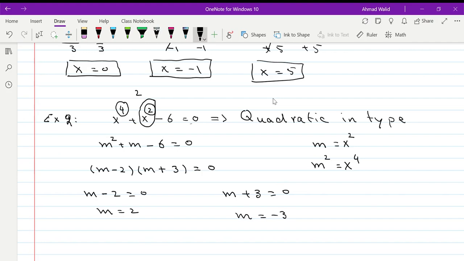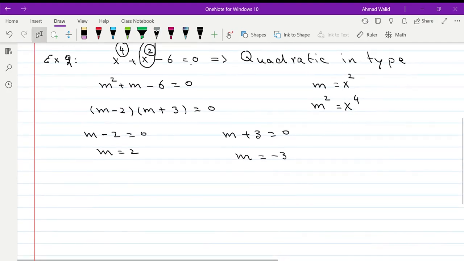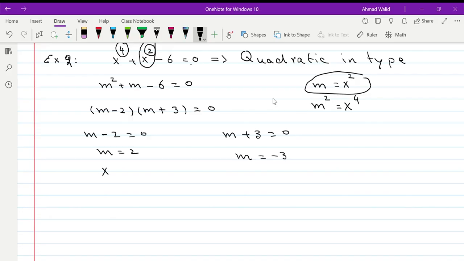Some students, when they reach this step, think, oh, I solved the equation, 2 and negative 3 are my answers. No. Focus. Is M in your original equation? No. Then replace M back with its value. What is M? Look at the right side. M is x squared. Replace back. X squared equals 2. Now solve it for x.